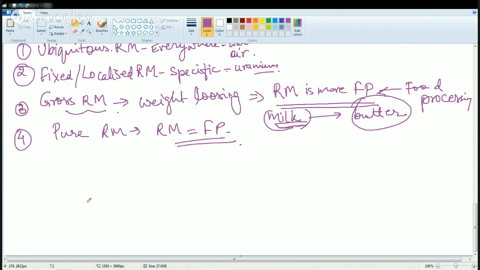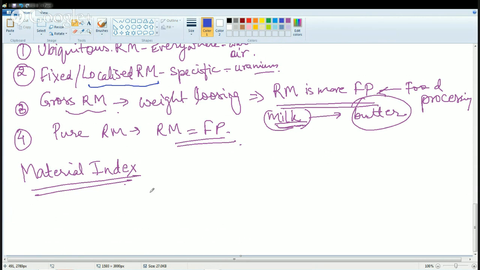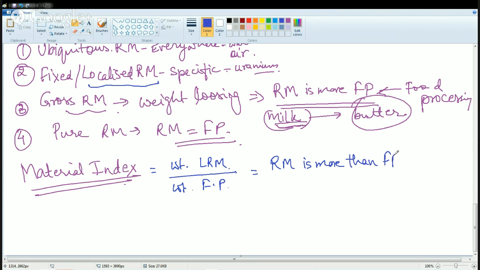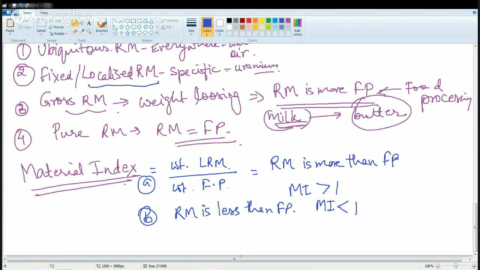The next important thing Weber tried to explain in his model was the concept of material index. Before we understand the concept of material index, be very clear this is applied only to localized raw material. Material index is the ratio of the weight of localized raw material divided by the weight of the finished product. In this case, if the raw material is more than the finished product, my material index would be greater than 1. This is case A. Case B is raw material less than finished product, so my material index would be less than 1. And the third case, raw material equal to finished product, so my material index would be equal to 1.